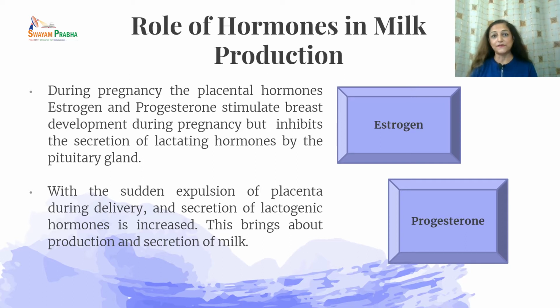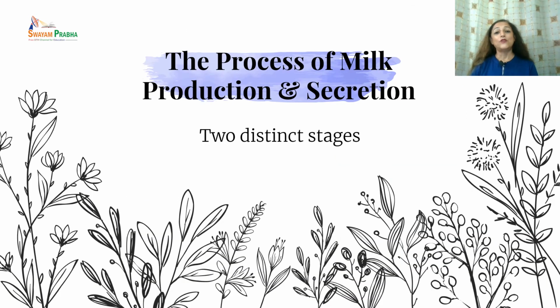Now, what happens once childbirth happens? With the sudden expulsion of the placenta during delivery, the source of placental hormones is removed. So the secretion of these lactogenic hormones starts increasing. This brings about the production and secretion of milk. Now let us see what the process of milk production and secretion is. This process can be studied in two distinct stages.